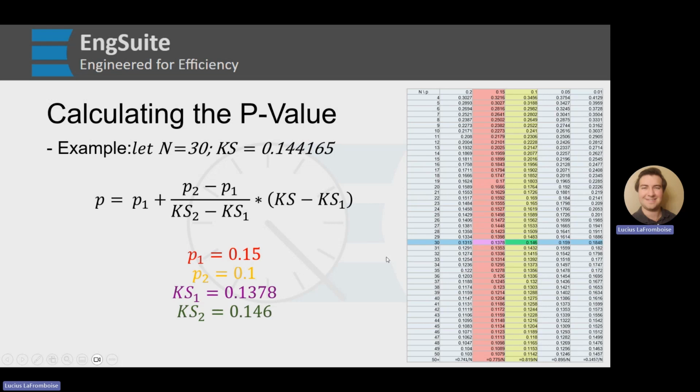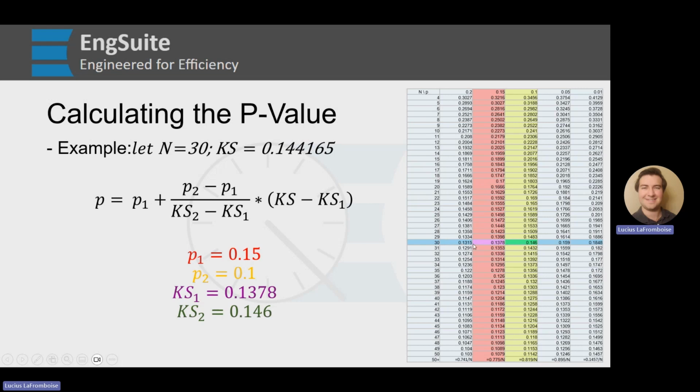And to find our P1, P2, we first need to figure out where our sample size row is. So we have this row here, and that is for n equals 30. And then we're going to check each of these KS values to find the one that is the largest lower and the smallest higher number.